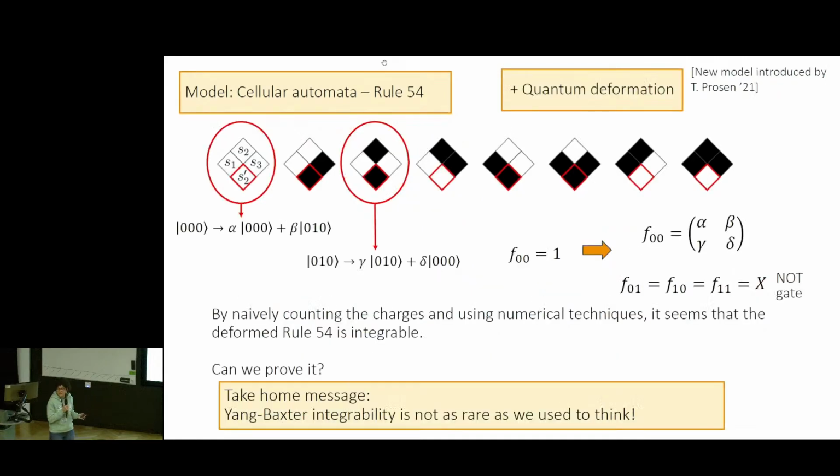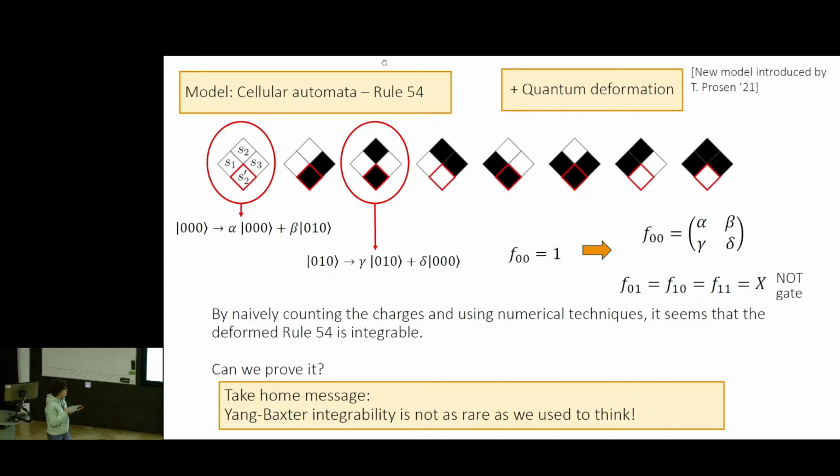So let's take this model and let's add some deformation on top of it. In particular, Thomas introduced this deformation in 2021. He took the first state: before, in the undeformed model, if you have 2 white close, then white goes into white. But now let's imagine that white can go into white or it can go into black with different probabilities alpha or beta. And also in this other rule, you have 2 white, let's say that the black goes into black with transition gamma, or it can go into white with the rate delta.